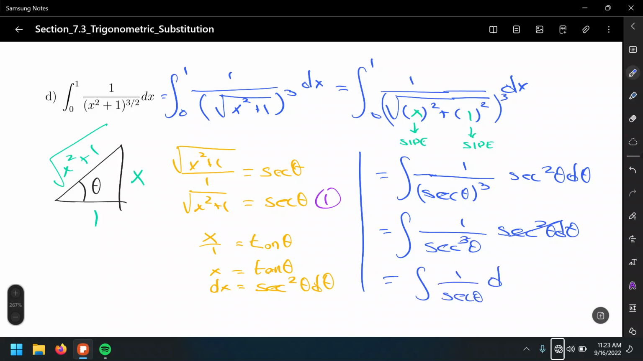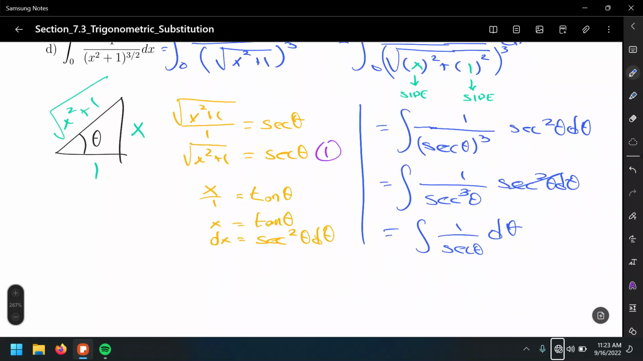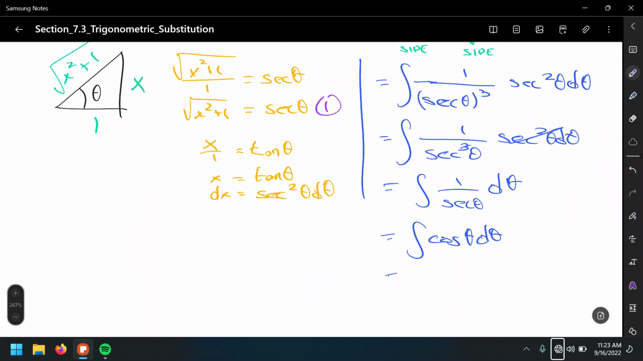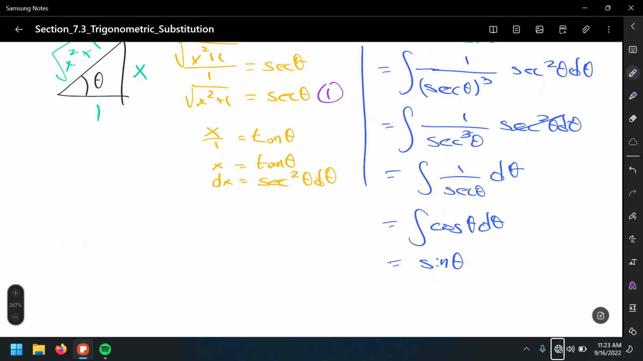And can we integrate secant in the denominator? We can use trigonometric identities. What's 1 over secant? Oh, this is easy to evaluate, isn't it? The integral of cosine is sine theta d theta. Oh, plus. Okay, not plus c, not yet, because this is a definite integral.